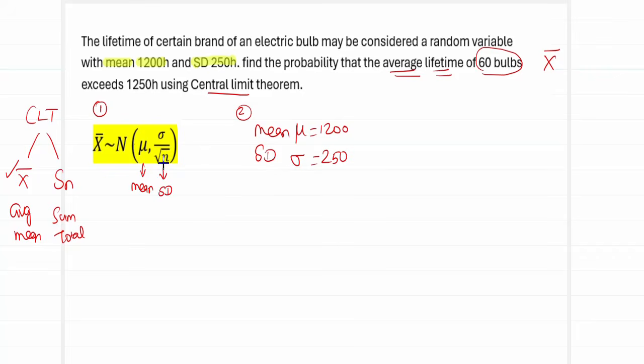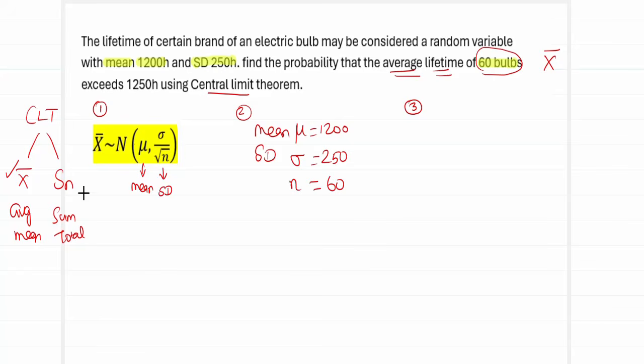What is the third requirement? The third requirement is n. How many bulbs have been used for the data? 60 bulbs have been used for the data. Therefore, the number of bulbs n is given as 60. So my second step, fixing up the data, is also over. What is going to be the third step?